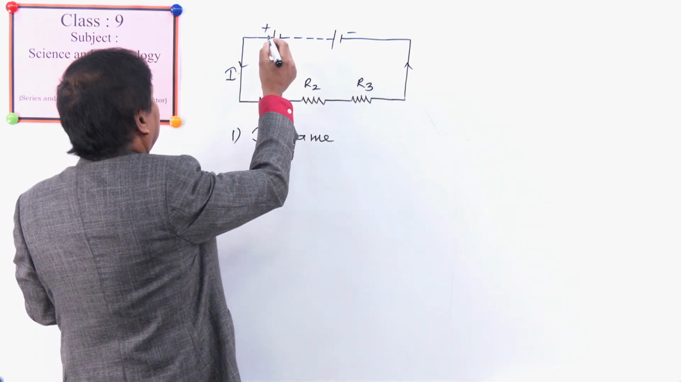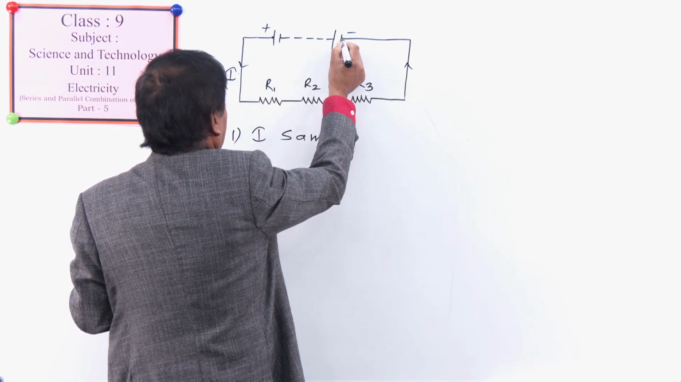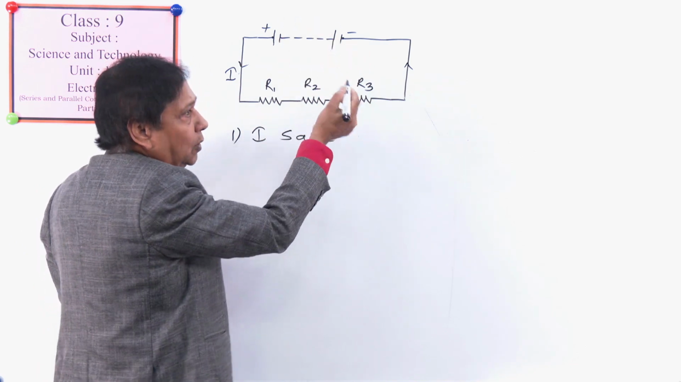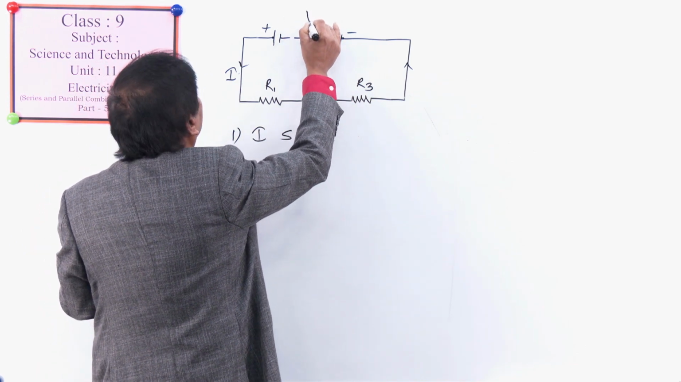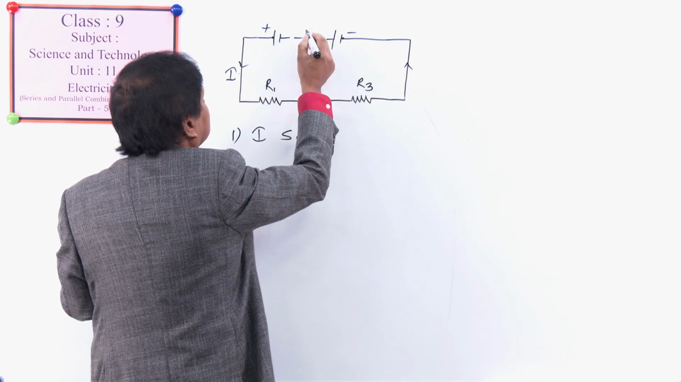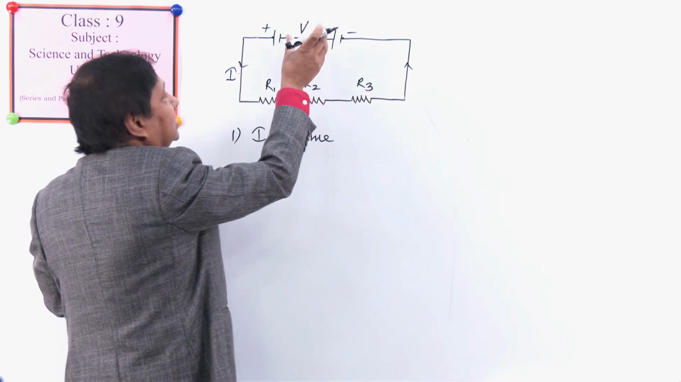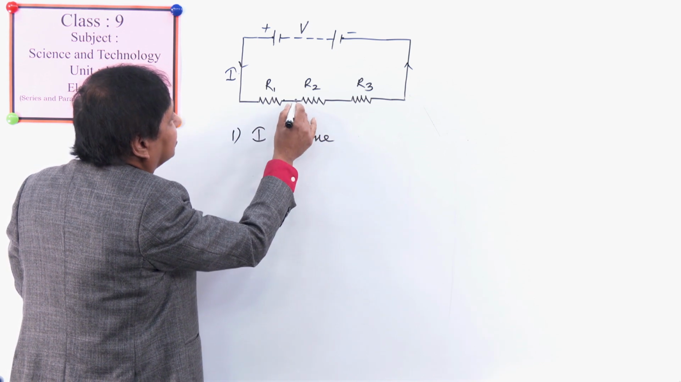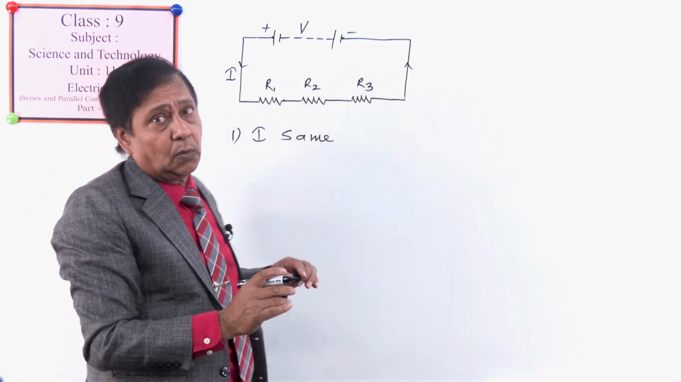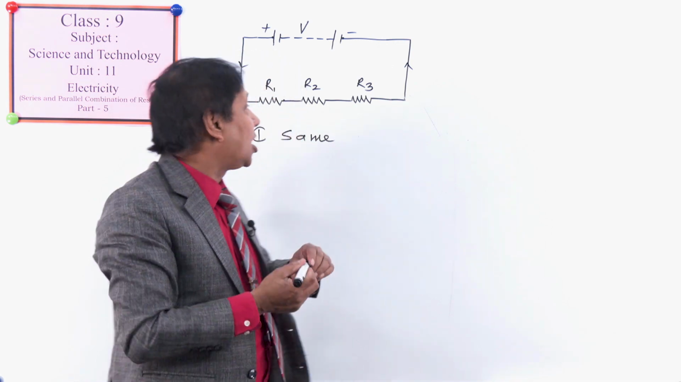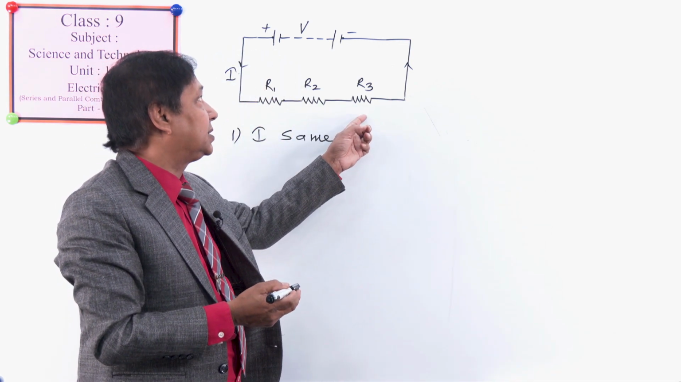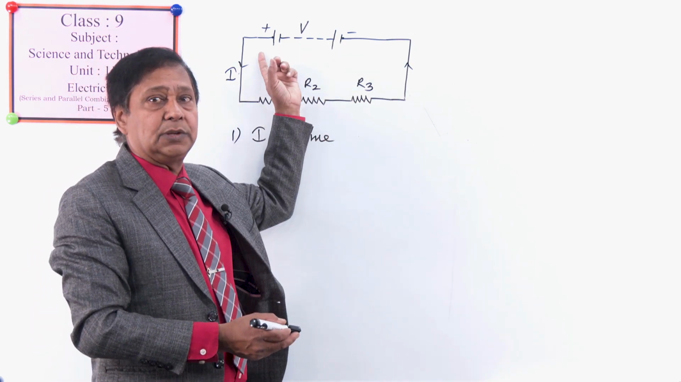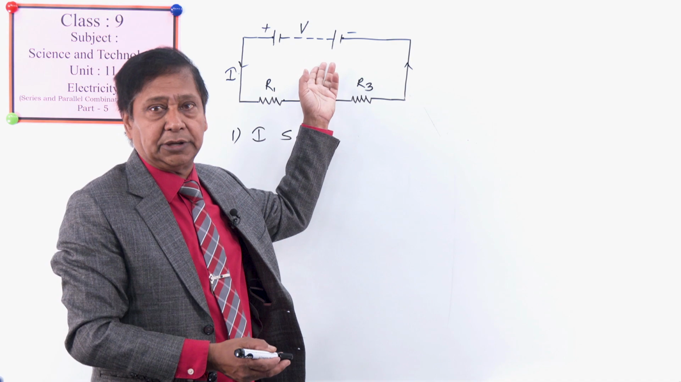Now if we measure potential difference between positive and negative terminal of this battery, or let's say this is the total potential difference which is denoted by V, and it is 12 volt, and if we measure PD across first resistor, second resistor and third resistor, what is found? The sum of the PD across each resistor is found to be equal to the total potential difference between positive and negative terminal of this battery.